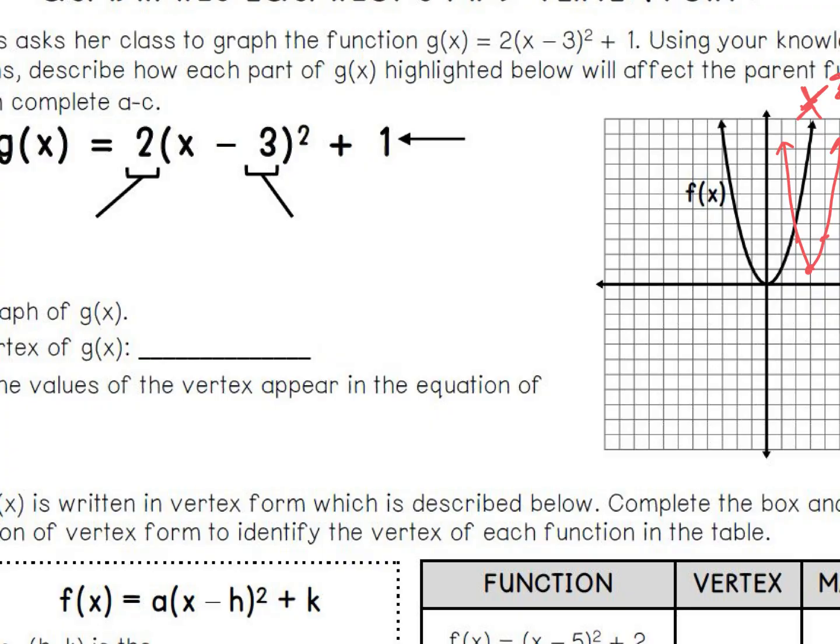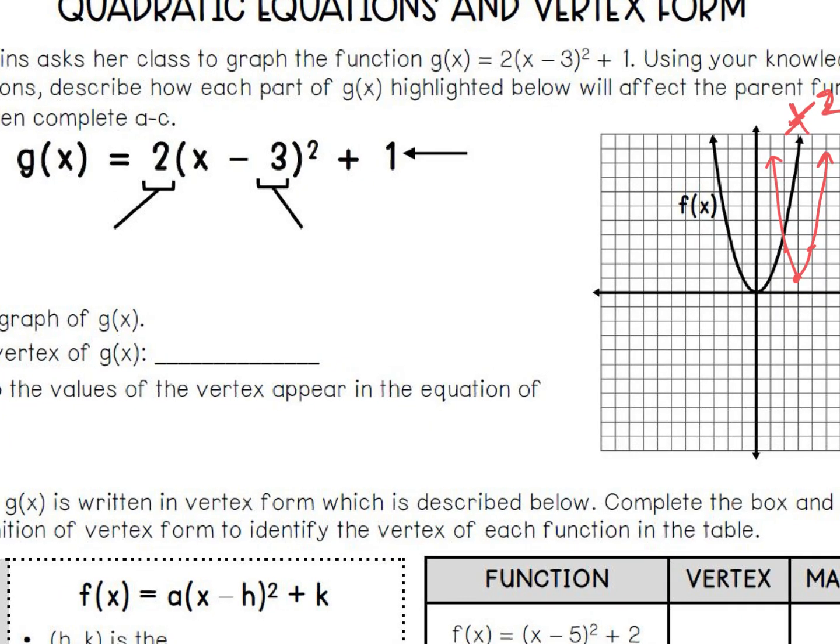So what caused all of those things to happen? You said it got narrower. You said that it went to the right 3 and it went up 1. So where do you see in these numbers what caused each of those things to happen? Noah, give me one. The 2 made the graph what? The graph compress horizontally. Not horizontally.